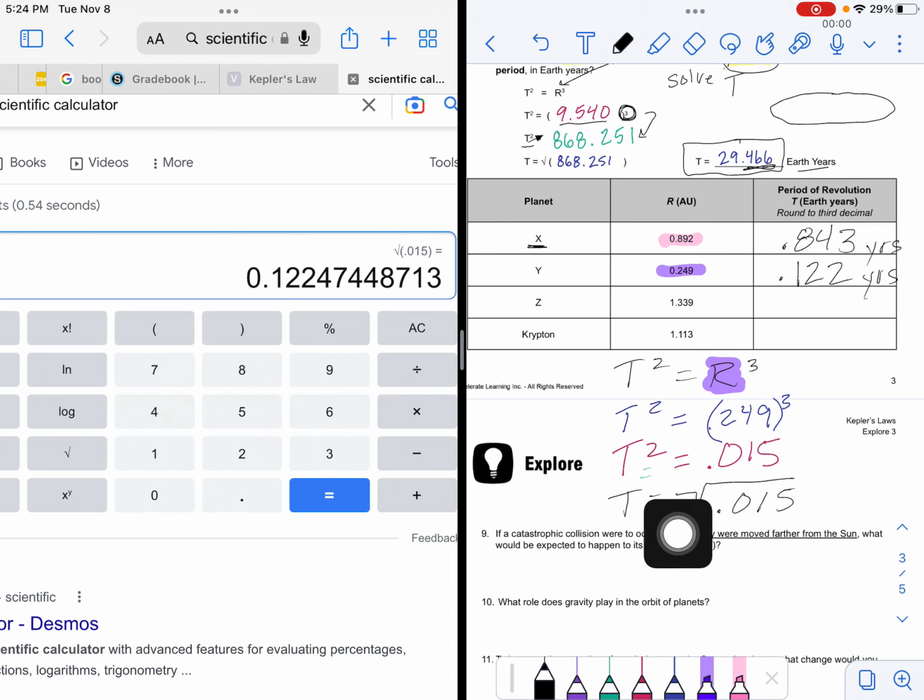So keep working through, starting with what you know, solve out what you can, working your way all the way down to T. Doing a cube, a square root, solve.